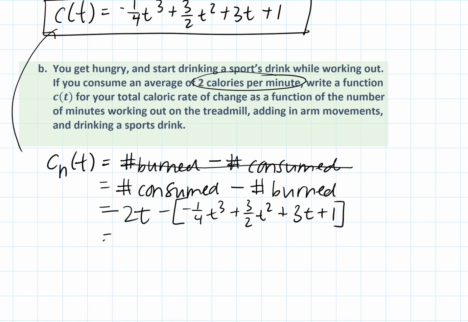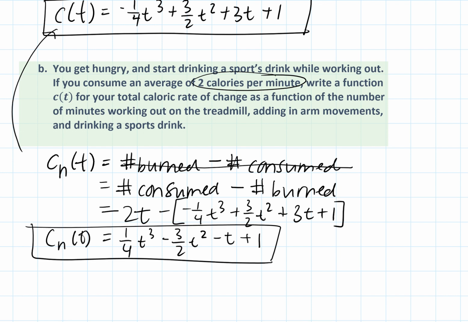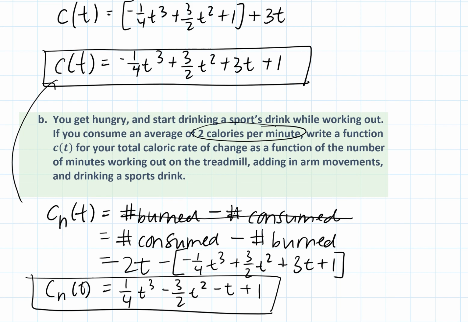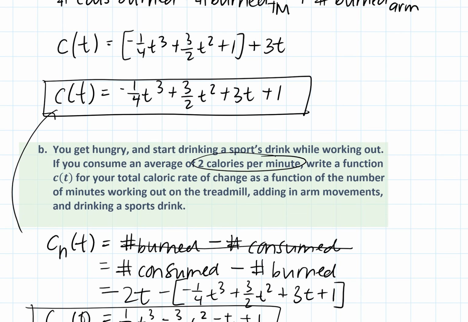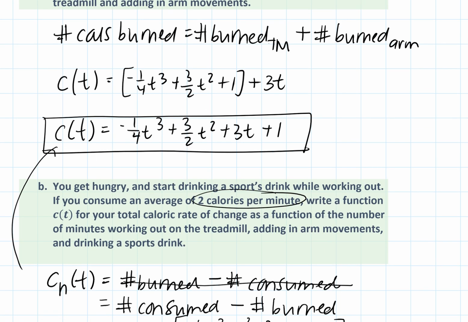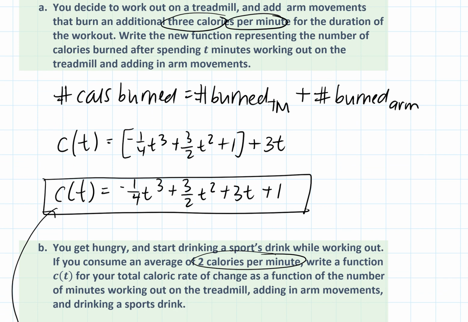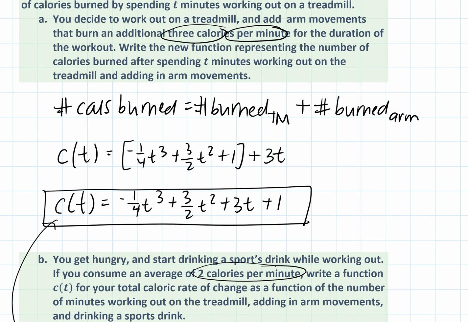Again, we can leave it like this, box it in, or we can put it in standard form. It'll be positive 1/4 t cubed minus 3/2 t squared. 2t minus 3t would be negative 1t plus 1. So here's our new function for the number burned. Now, let's review and make sure this makes sense. I like to always write my equations out in words before you substitute in an expression so you can check for reasonableness. This function was representing the number burned, right?